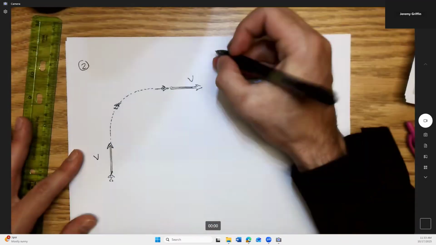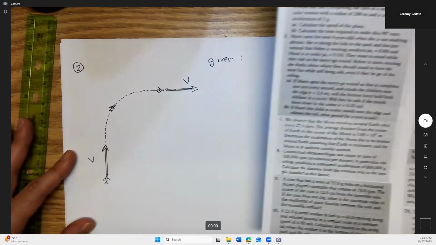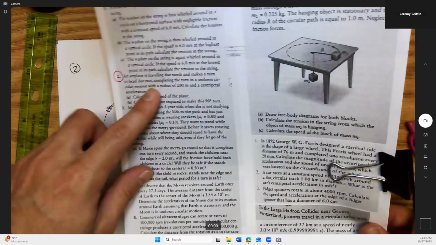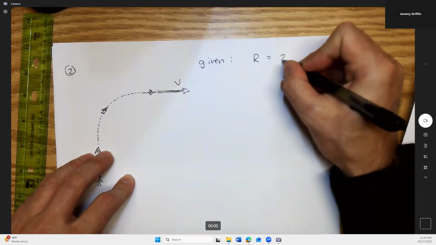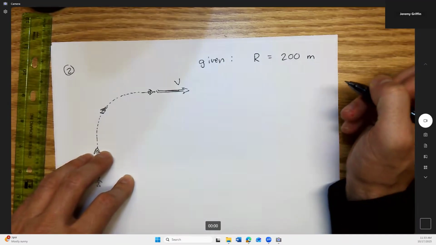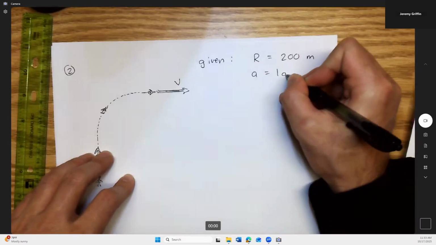Okay, so they gave you some values. Given: the radius of curvature, capital R, like a fixed R, is 200 meters. They also gave you the acceleration is 1g.